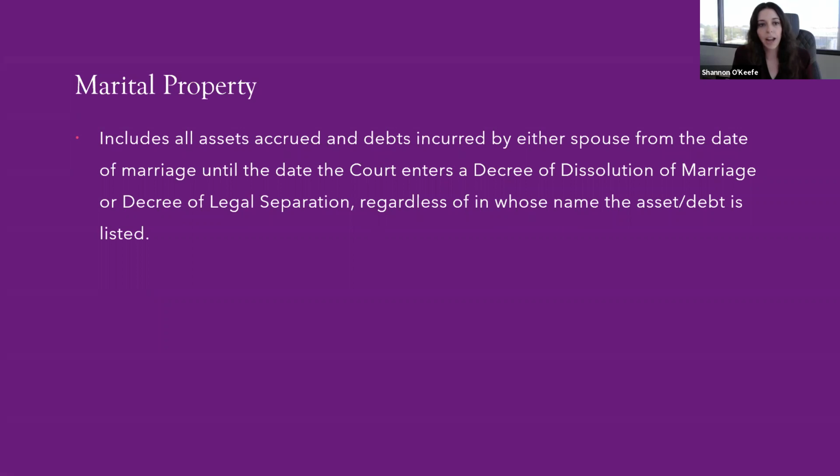Marital property is defined as all assets accrued and debts incurred by either spouse from the date of marriage until the date the court enters a decree of dissolution of marriage or a decree of legal separation, regardless of in whose name the asset or debt is titled or listed.